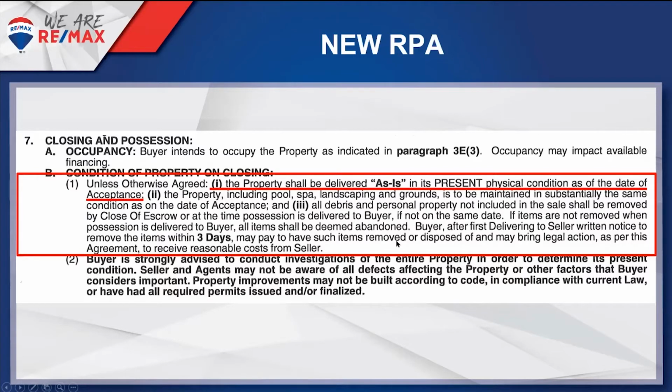So I like to say, all sales in California, unless otherwise specified, are as is, and the buyer gets to discover what is. That hasn't changed, by the way. Okay. The property, including pool, spa, landscaping, and grounds, are to be maintained in the condition it was at acceptance. That has not changed. Now, debris and personal property not included in the sale must be removed at the time possession is delivered to the buyer. So if there's a possession after close, then the debris can still be there. Personal property, of course, can still be there.